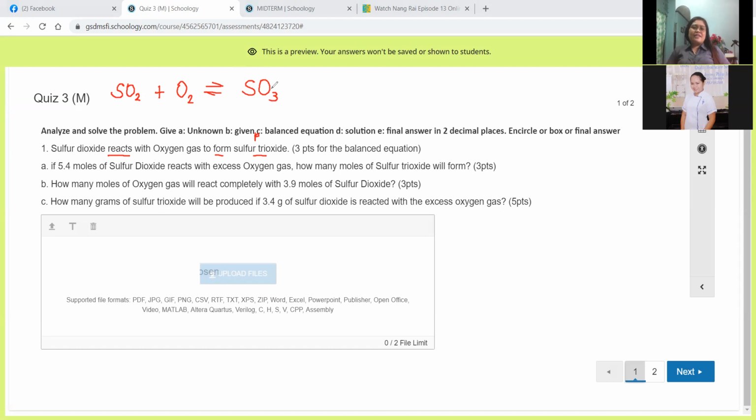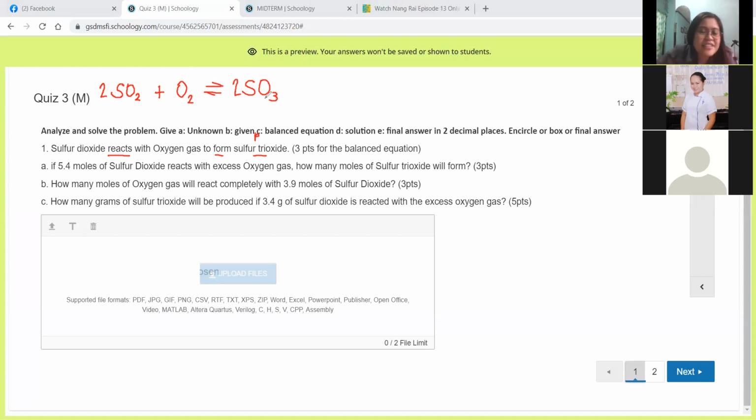Now, how are we going to balance this? Go ahead, do it. You have 2 for SO2, sulfur dioxide. Okay, 2 as well for sulfur trioxide. So this becomes 2 sulfur here. And for oxygen, this is 2 times 2, 4, plus 2 here, 6. So 2 times 3 on the other side is 6. So this is the balanced equation. I hope we have the same answer. If it is correct, that is automatically 3 points.